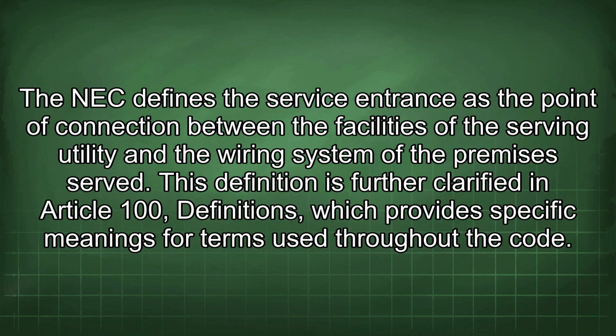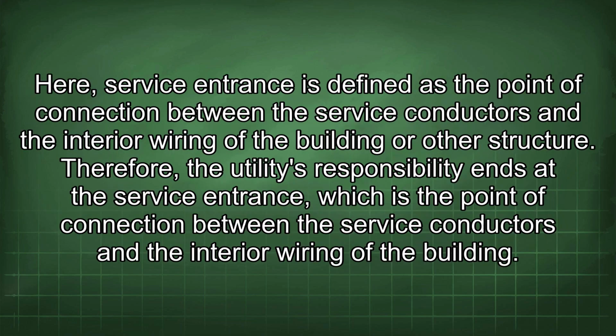The NEC defines the service entrance as the point of connection between the facilities of the serving utility and the wiring system of the premises served. This definition is further clarified in Article 100, Definitions, which provides specific meanings for terms used throughout the code. Here, service entrance is defined as the point of connection between the service conductors and the interior wiring of the building or other structure. Therefore, the utility's responsibility ends at the service entrance, which is the point of connection between the service conductors and the interior wiring of the building.